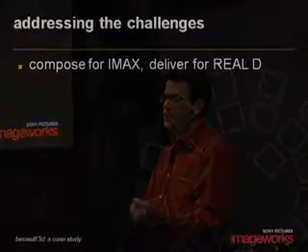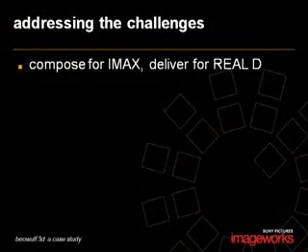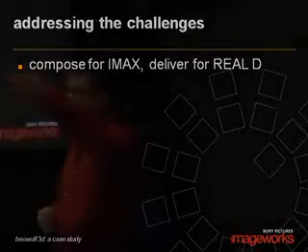I'll go through this fairly quickly. The first was that we composed everything for IMAX, meaning that for the most part, things were done with parallel cameras. Zero parallax corresponded to very far away objects. And then at the time of delivery, we would put a divergence on the frames that would, for RealD, for the digital 3D delivery, push everything back into the screen.